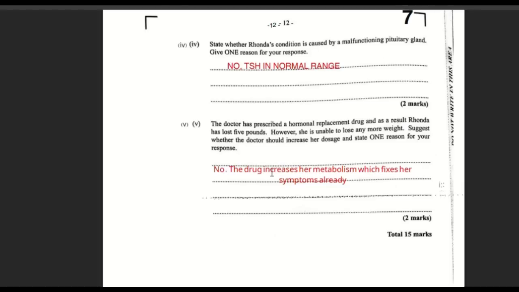The drug is already fixing her metabolism, and she cannot lose any more weight. So what's the point of increasing the dosage, right? Once the symptoms are fixed, and the reason why medications such as this one work is because they affect the metabolism. Water retention is what would cause her to gain weight. With her taking this drug, her metabolism is increasing, and that is why she's losing the weight, right? So no, we wouldn't need to increase the drug.